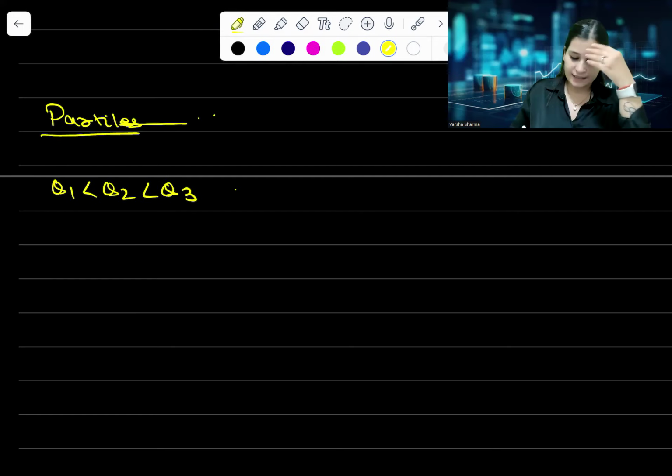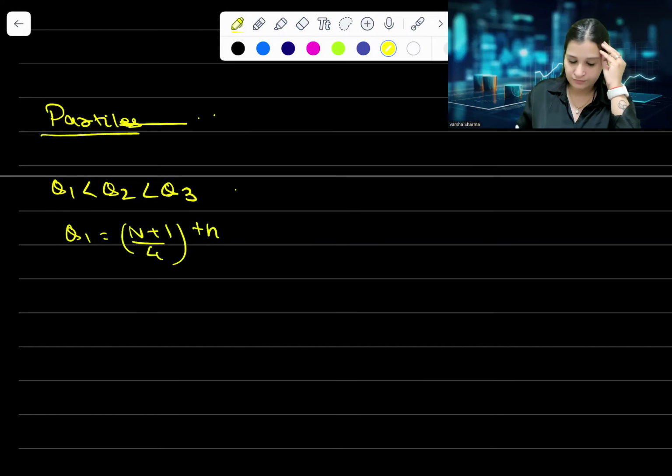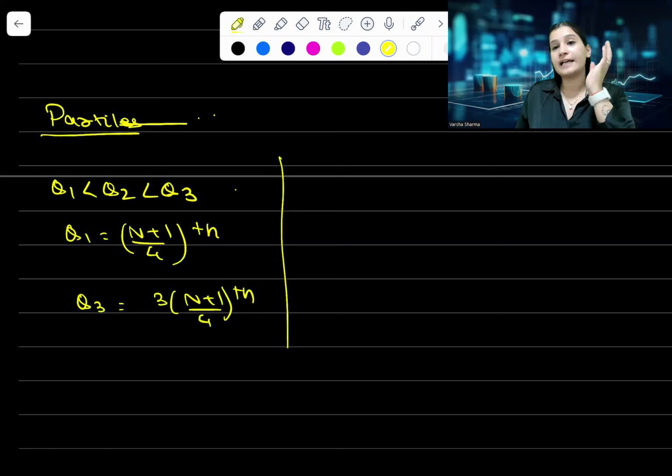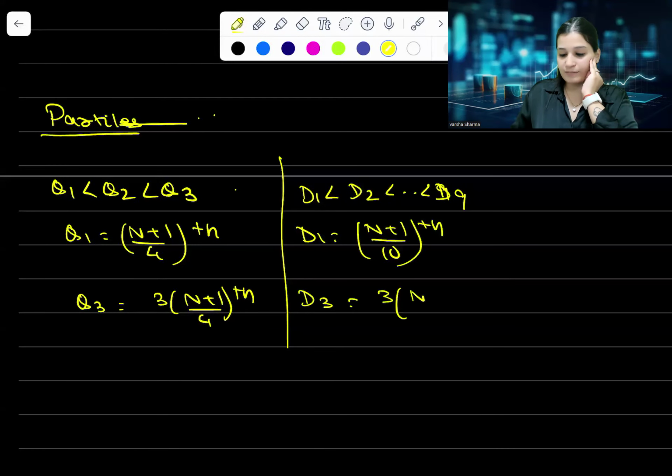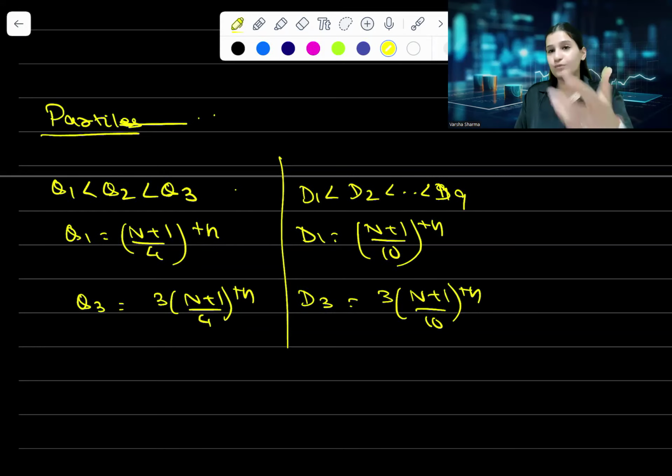To find for individual and discrete, Q1 is the n plus 1 by 4th observation. Q3 is thrice n plus 1 by 4th observation. Deciles are 10 equal parts, and D1 to D9, there are 9 deciles. D1 is the n plus 1 by 10th observation. D3 is thrice of n plus 1 by 10th observation, and so on. If I have percentiles, there are 100 parts, there are 99 percentiles, so n plus 1 by 100 into the one that you want to find.